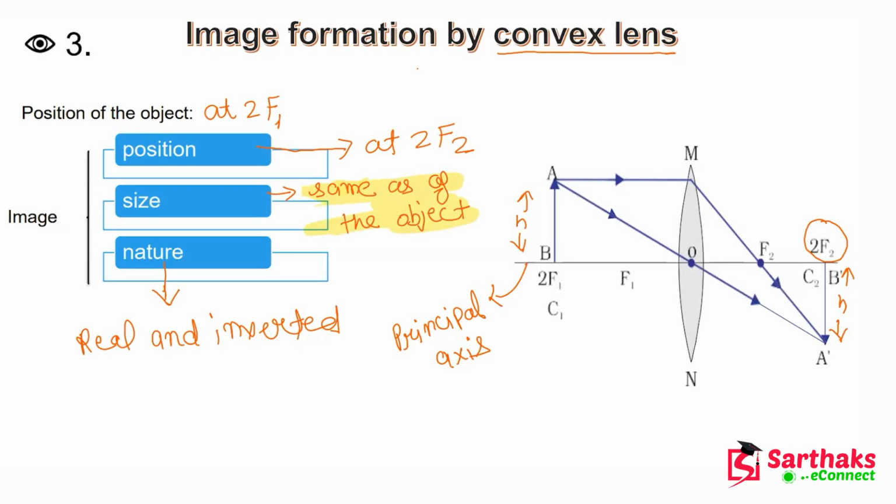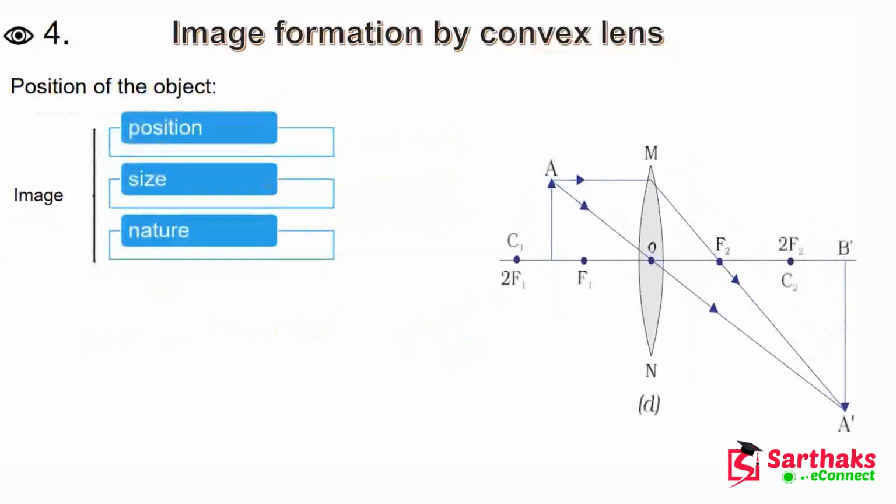Now after understanding this case, let's move on to the next slide and try to understand what is there for us. In this slide we will discuss image formation by a convex lens, which we have been doing since the very first time. But this is case number four.